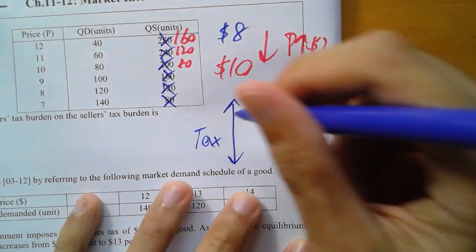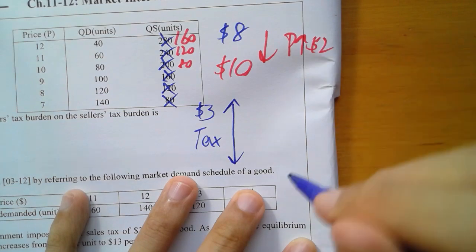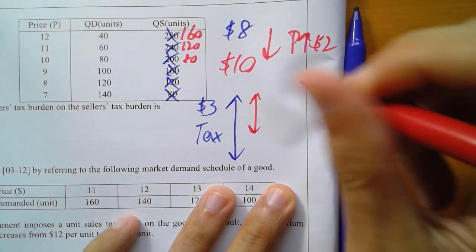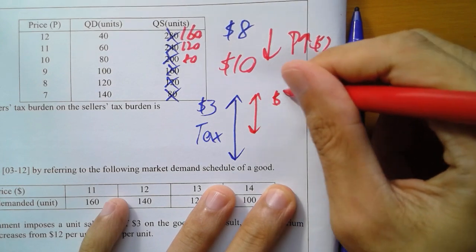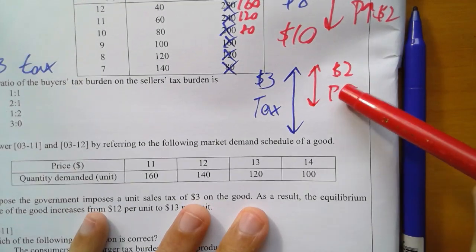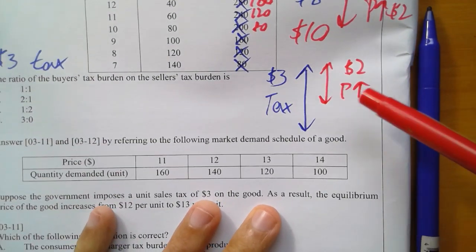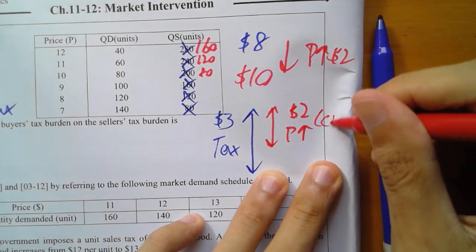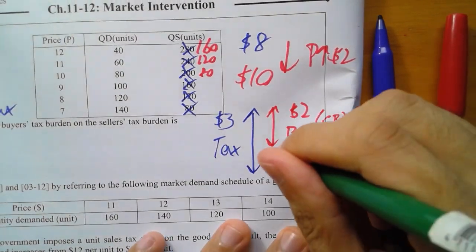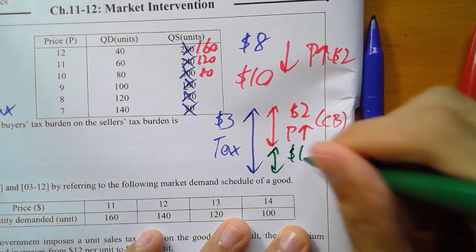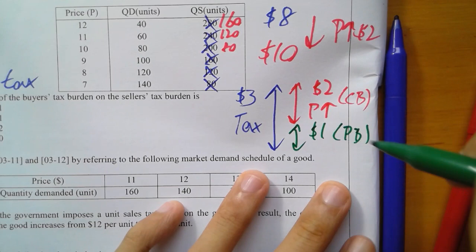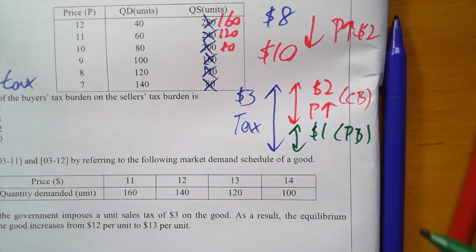Tax is $3 per unit. But now, the producer has raised the price by 2. Okay? This part is the part that the consumer suffers. Now, this is the consumer tax burden. The rest of the part, $1 per unit, this one should be borne by the producer themselves.